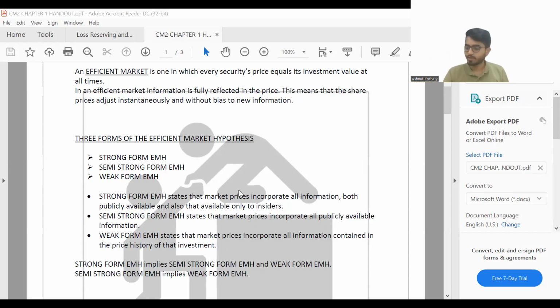Yeah, I would be sharing the PDF. Siddhi, you have a doubt? Go ahead, ask a doubt.